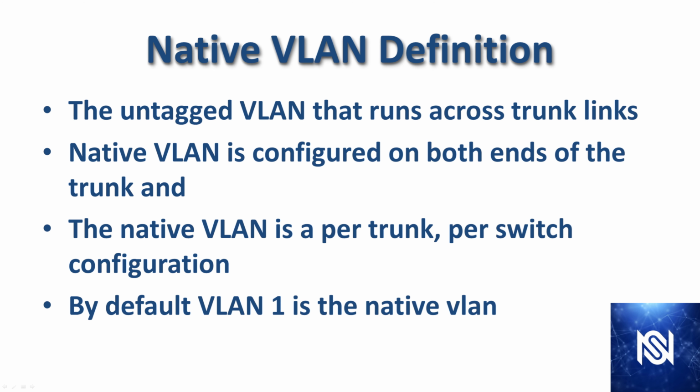All right, the definition of the native VLAN. It is the untagged VLAN that runs across trunk links. The native VLAN is configured on both ends of the trunk, and it actually does not have to be the same on both ends of the trunk, as each switch is not aware of what the other has configured as the native VLAN. The native VLAN is a per trunk, per switch configuration, and by default, VLAN 1 is the native VLAN.